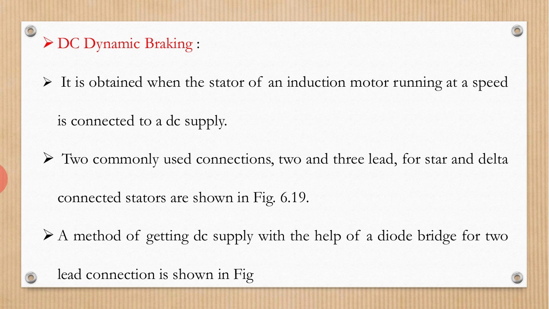Next one is DC dynamic braking. It is obtained when the stator of an induction motor running at a speed is connected to a DC supply. Now I am going to explain how DC dynamic braking is obtained. The stator is disconnected and connected to the DC supply.